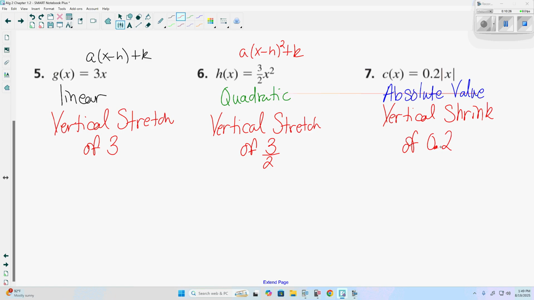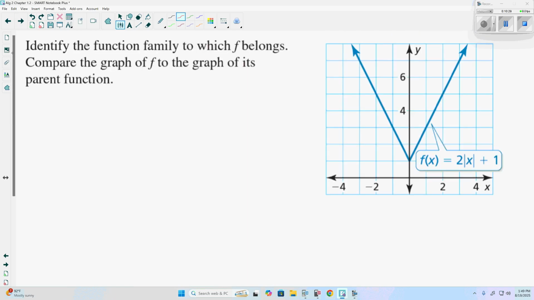All right. Look at the last thing we're going to cover. Identify the family it belongs to. Then compare the graph of f to the graph of its parent function. All it's saying here is what family does this function belong to? Describe the transformation. So the parent function would be absolute value. Part of the absolute value function. So a absolute value of x minus h plus k.